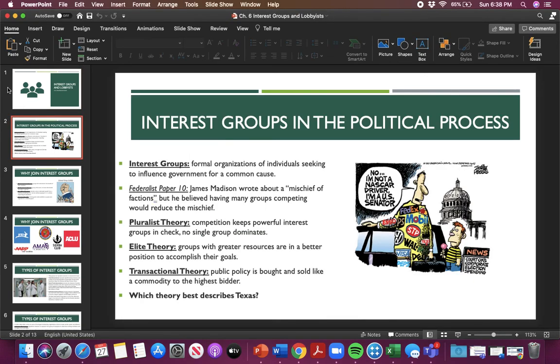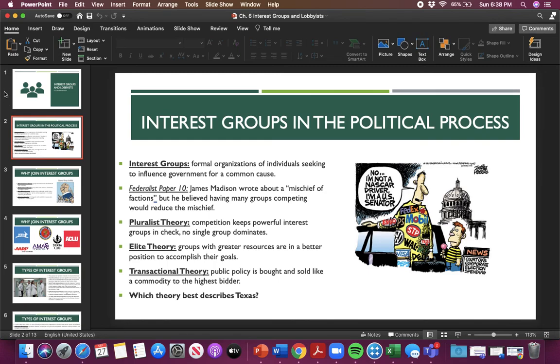So, first, we'll just define what interest groups are. Interest groups are formal organizations of individuals seeking to influence government for a common cause. That definition makes them sound benign, and they can be, but they also can be very influential, depending on who they are representing. We're going to take a look at a few groups here in a minute.